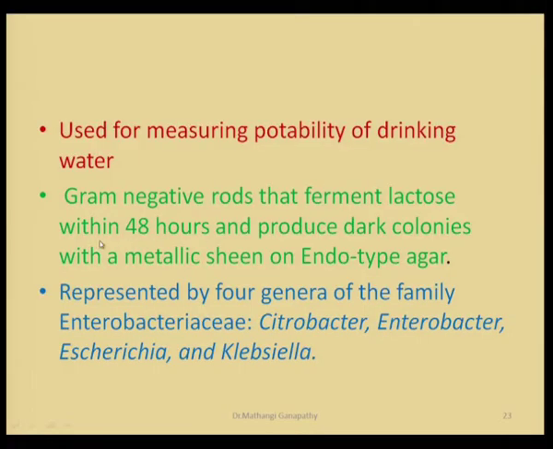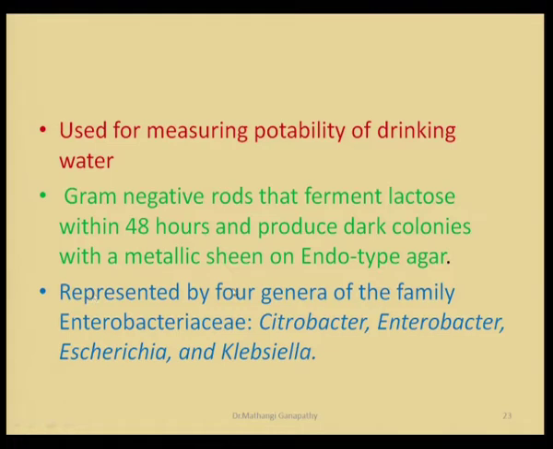They are gram-negative rods that ferment lactose within 48 hours and produce dark colonies with a metallic sheen on eosin methylene blue agar. So this is actually the test we do for testing the potability of drinking water. E. coli is generally a gram-negative rod. It is a lactose fermenter within 48 hours. So when you grow it in a lactose-containing medium, it will ferment it, and then on an EMB agar you see dark colonies with a metallic green sheen.